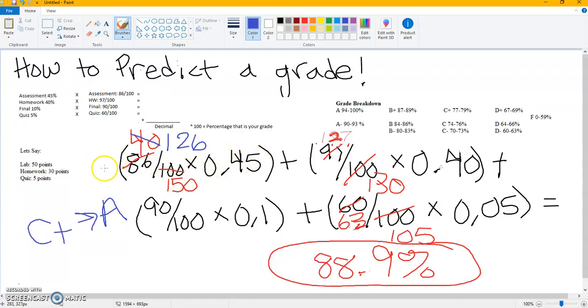Okay? So, when you're doing this, you can predict any grade you want in any class you want, and that way you can go in and you can see exactly what you need to get. If you have an A plus in the class and you want to know if you can just get like 2 points on the final, you can go in here and you can try it out and see what you'll get. That is how you predict your grade.